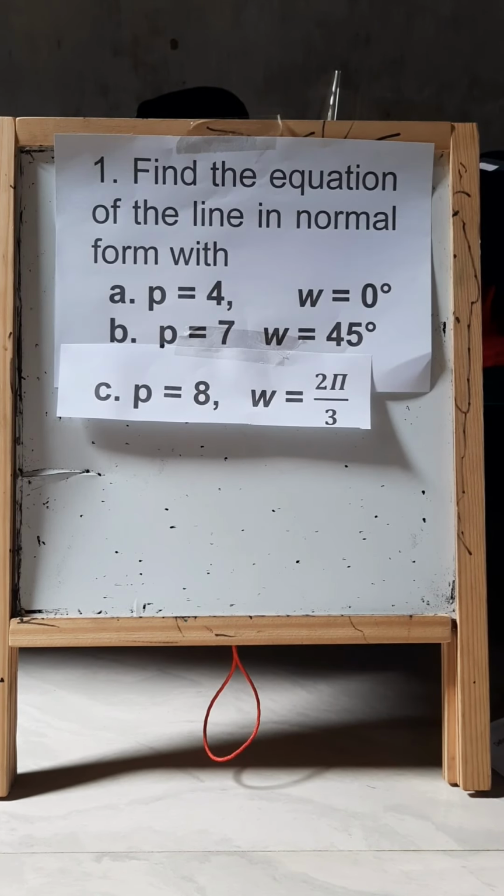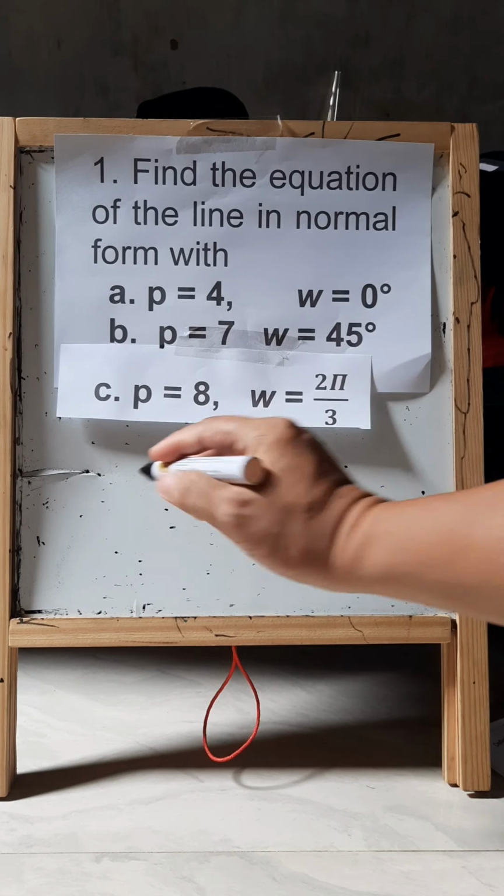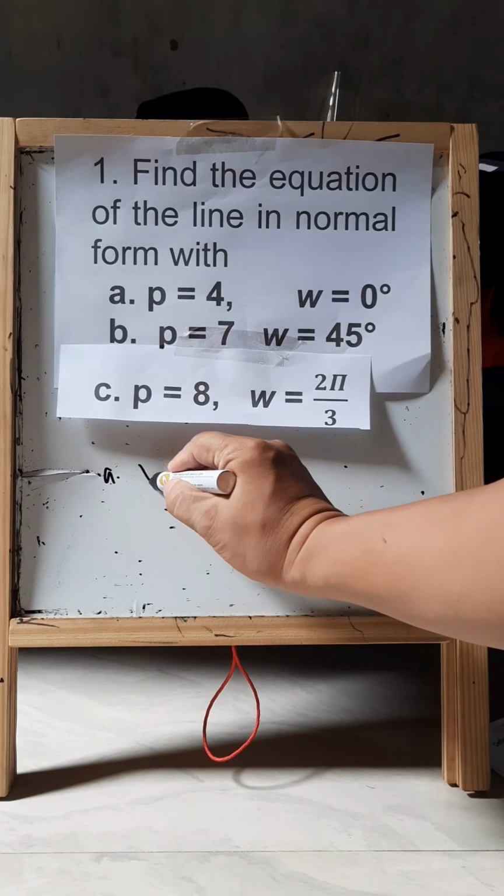Let us have here a problem. Find the equation of the line in normal form with the given for A, B, and C. So for letter A, P is equal to 4 and W is 0 degrees. So what is the equation of that line in normal form? So for letter A, this is the solution.